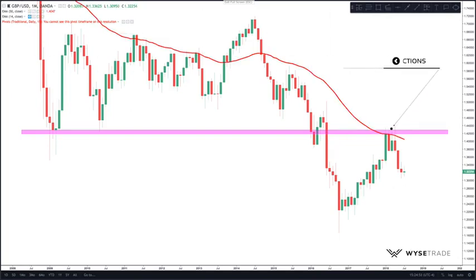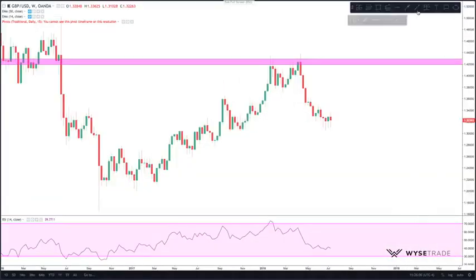we had multiple rejections of this key monthly dynamic level with wicks, as well as rejections of the 50 EMA that lines up perfectly. Jumping to the weekly, we had this great weekly divergence. And remember that weekly divergence doesn't come often, but when it does, it is a strong signal of a possible trend change.